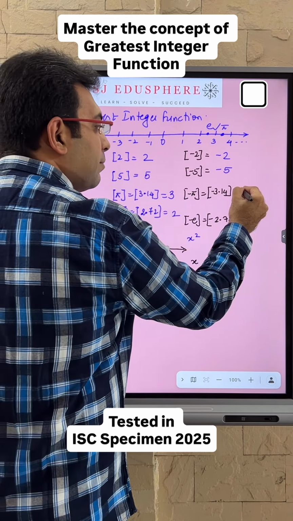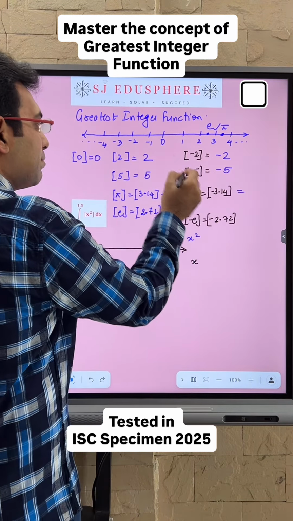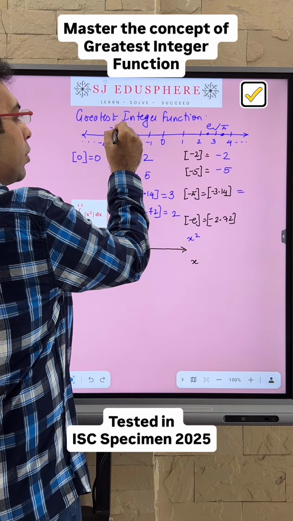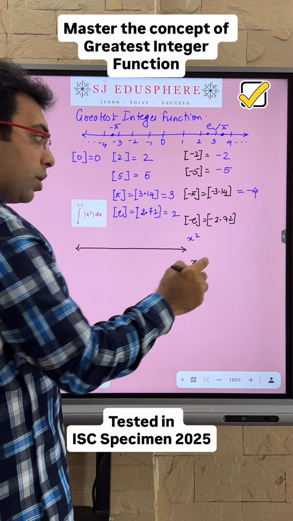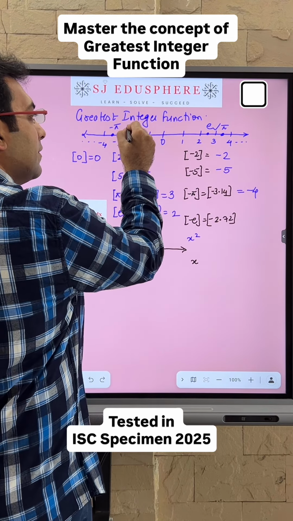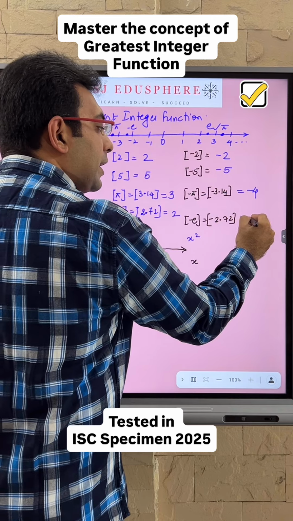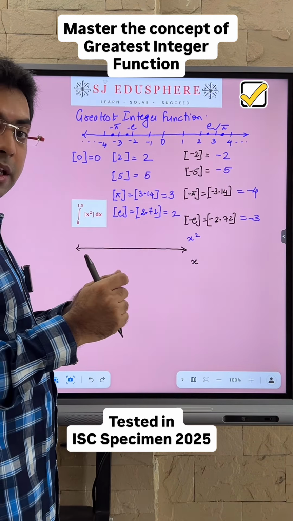But in the negative part, students, for minus pi, that is minus 3.14, the greatest integer crossed is minus 4. And for minus e, which comes over here, the greatest integer crossed is minus 3.